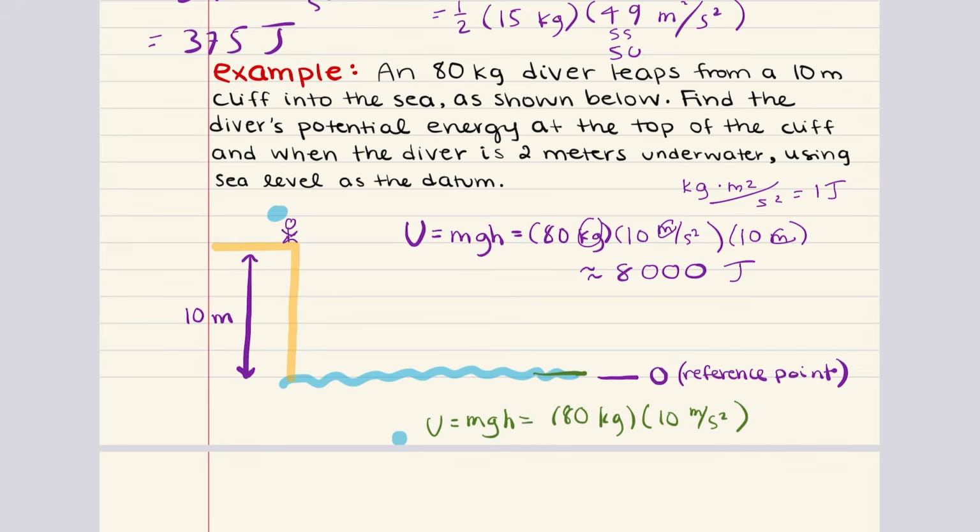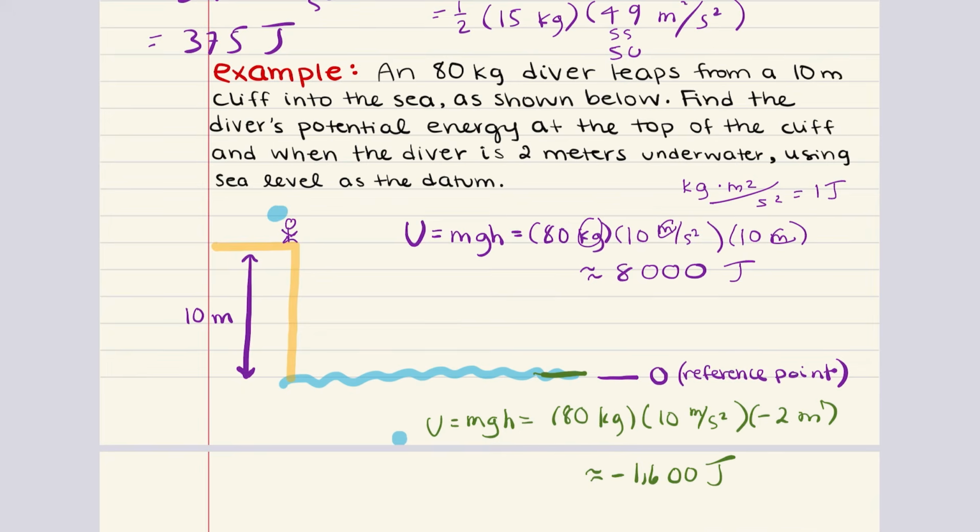So if our reference point, our 0 point, is sea level, and he's 2 meters below sea level, then we're going to say that the height is negative 2 meters to indicate that he is underwater. And so now what we have is 80 times 10 multiplied by negative 2. This is going to give us approximately negative 1,600 joules. So that's the potential energy of the diver 2 meters underwater.